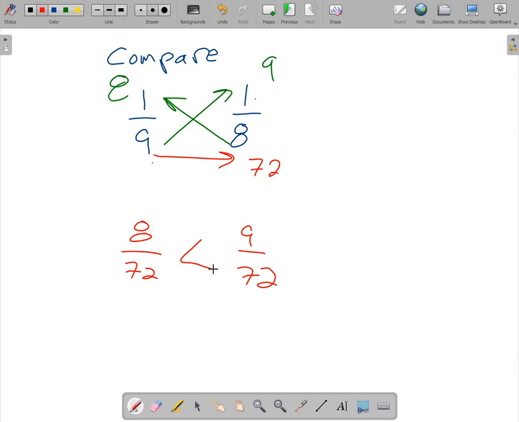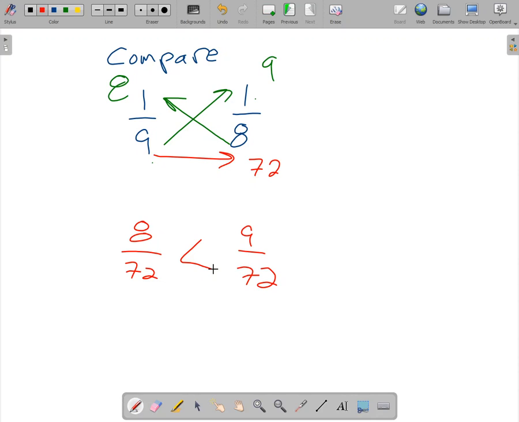Now as far as finding numbers in between, when I had 1/9 and 1/8, now I have 8 72nds and 9 72nds. I'm really not much better off than I was before, because what whole numbers are between 8 and 9? And the answer is there are none. So that's a slight problem. But I gave a trick to expand that. Does anybody remember the trick I gave next to find some options in between?